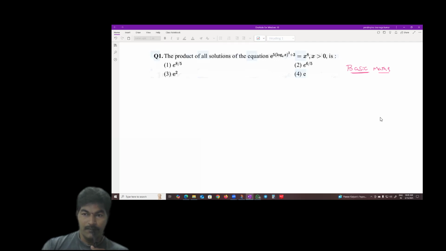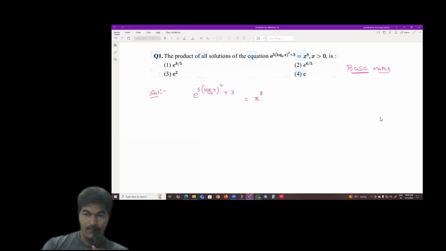So basic maths means it consists of general properties, and we can solve these equations. So look at the solution part of this problem. It was given e power 5 (log x base e)^2 plus 3 equal to x power 8. We can replace log x base e.